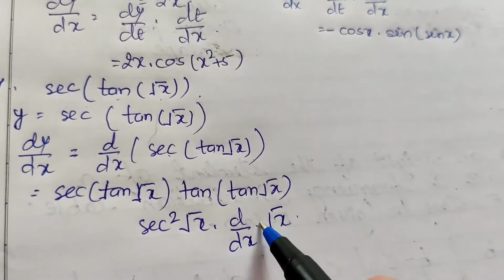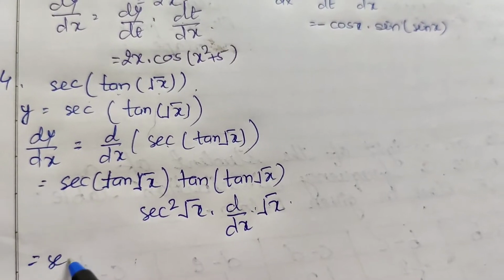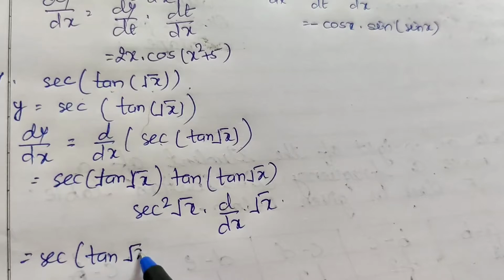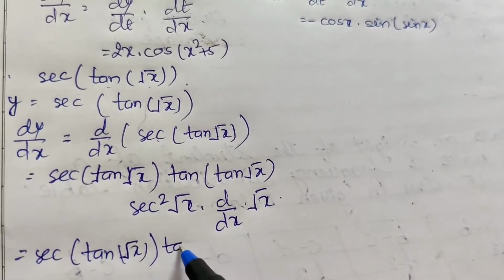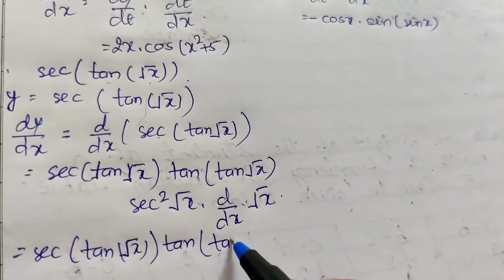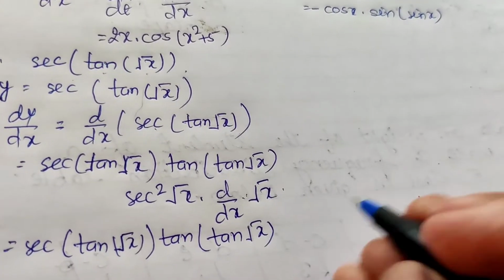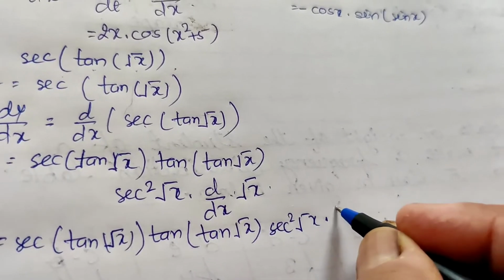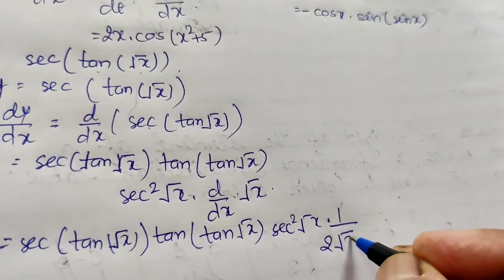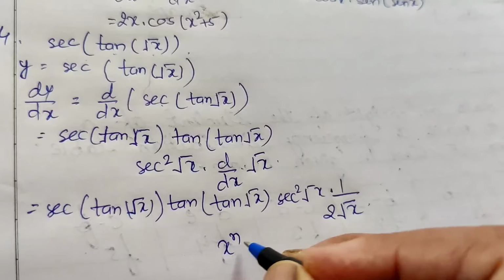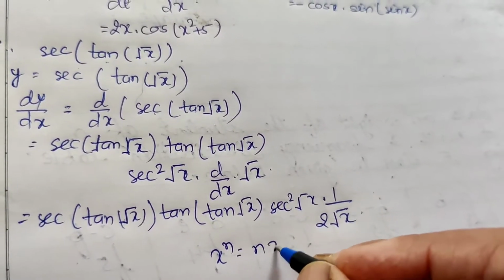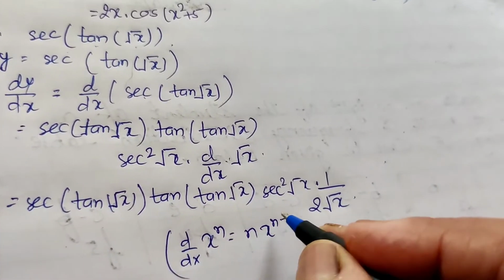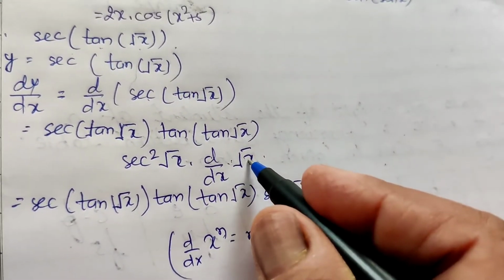The next term is d over dx. It is sec(tan root x) tan(root x) sec square(root x), and d over dx of root x is equal to 1 by 2 root x, by the formula of x raised to power n equal to n x raised to power n minus 1. Here n is equal to 1 by 2.